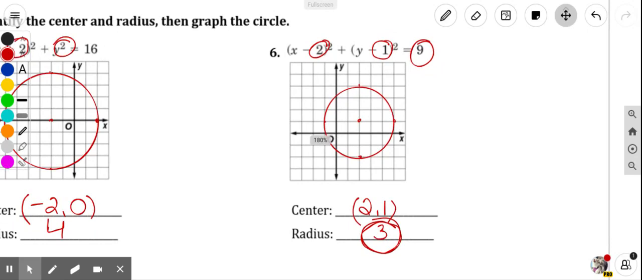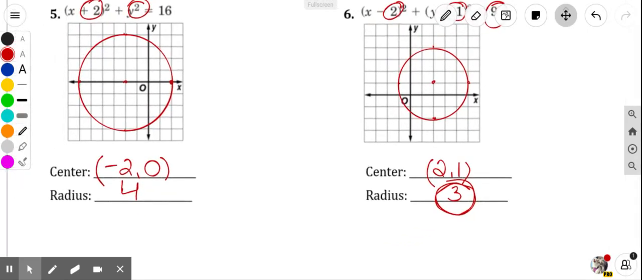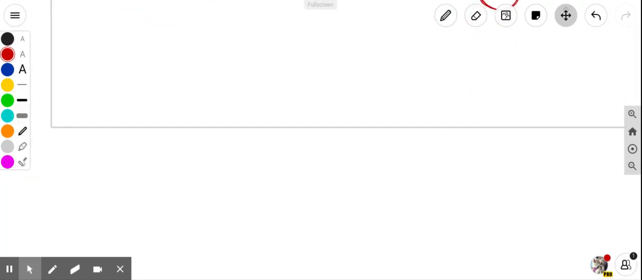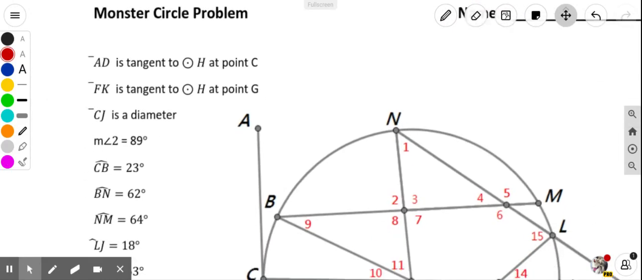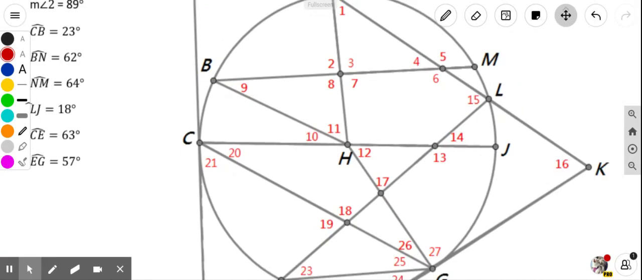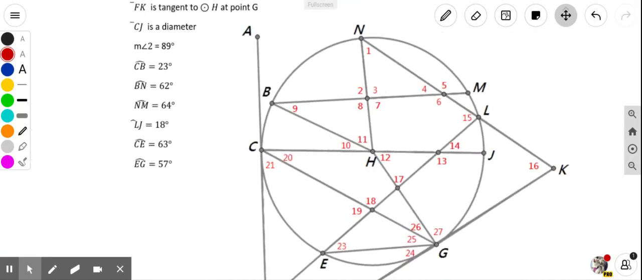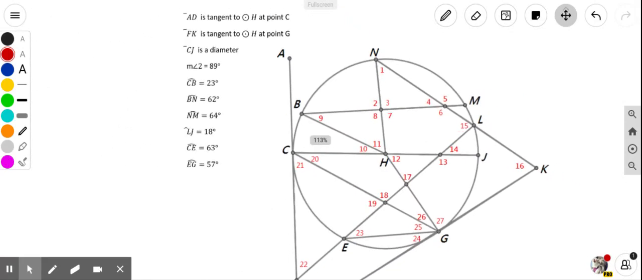So I'm also having you do something called the monster circle puzzle today. And the monster circle puzzle kind of just brings together everything that we've learned. Well, not so much the equations, but everything that we've learned about angles and arcs. It's kind of tricky. So I just want you to try your best. It's okay if you don't get all of these.